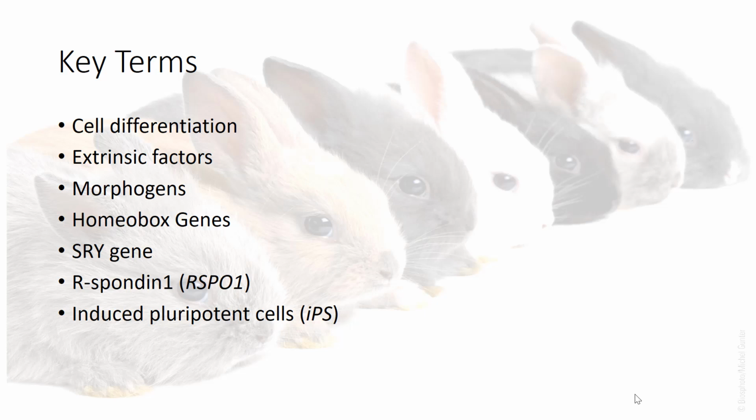Oftentimes this process is cued not by intrinsic factors, but by extrinsic factors. Most of those are going to be cell-to-cell communication or cell adhesion to an extracellular matrix or other cells that are going to cue the cell into transcribing certain genes that are going to move it through those stages from totipotency to unipotency.